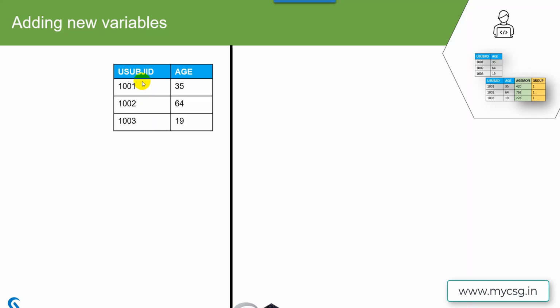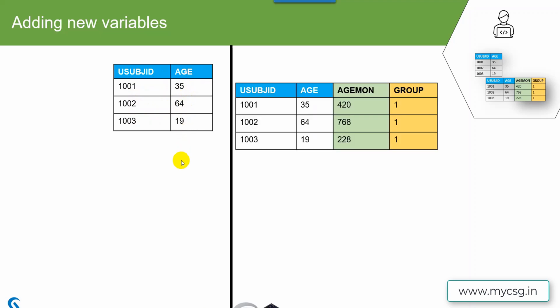Let's say we have this input dataset in which there are two variables, USUBJID and age, and there are three rows, one for 1001, 1002 and 1003, and in the age variable we have age values like 35, 64 and 19. Let's say we want to add two new variables to this dataset. One is called age mon and the second one is called group. So age mon is created by multiplying the age value by 12, which is 35 multiplied by 12, 64 multiplied by 12, 19 multiplied by 12.